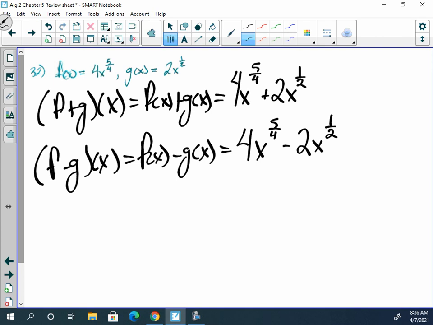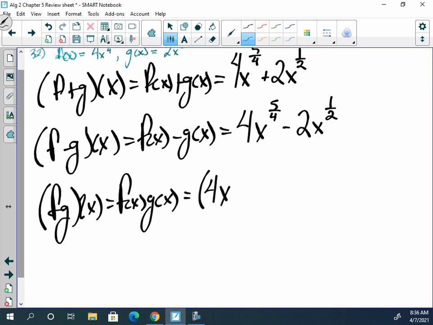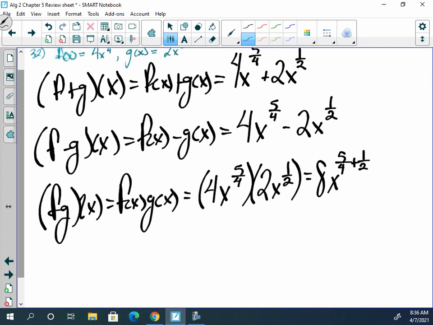Okay, well, that moves on to f times g of x, which is the same as f of x times g of x. Now, f of x, as we said, is 4x to the 5/4, and g of x is 2x to the 1/2. Yes? Now, this here, we can go on and multiply, because we can do 4 times 2, which is 8. Because x and x are the same base, we can add the exponents. So we'd have 5/4 plus 1/2.